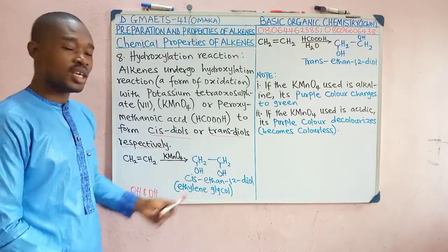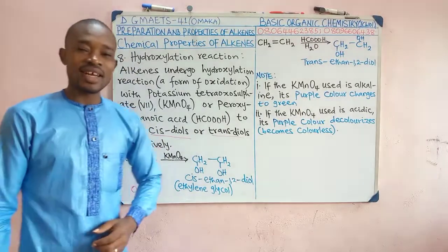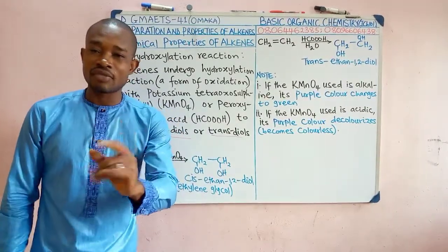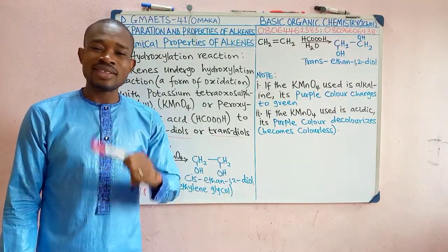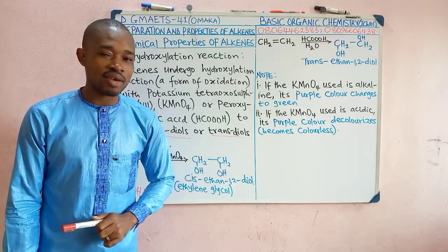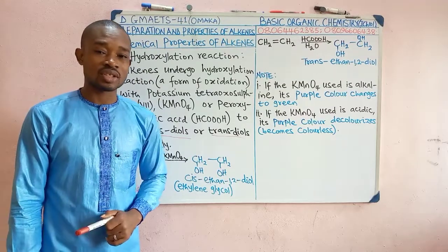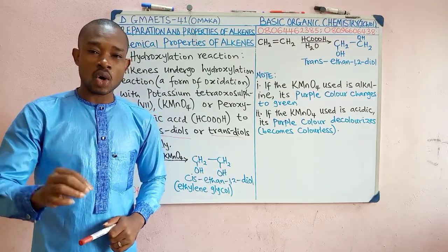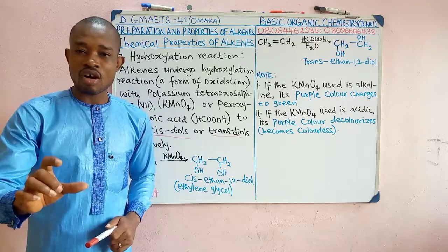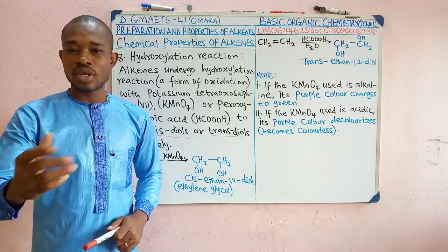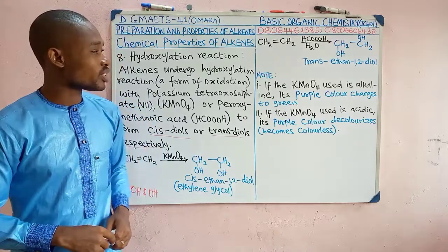This compound is cis-ethane-1,2-diol. It is also known as ethylene glycol. Please take note of this. This compound is very, very important. It is used as an antifreeze agent in car radiators. Please put this down. Write it beside this reaction. Ethane-1,2-diol, ethylene glycol, is used as an antifreeze agent in car radiators. It's also used in the manufacture of terylene. Make a note of this point I just made.